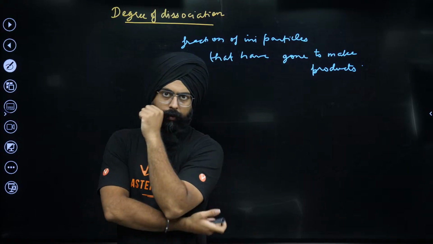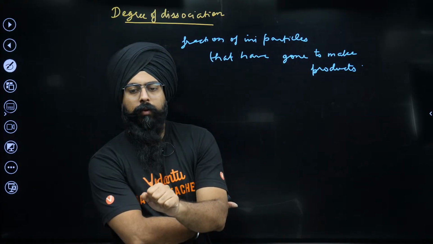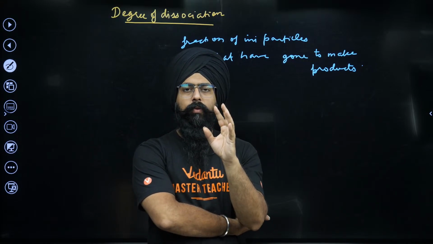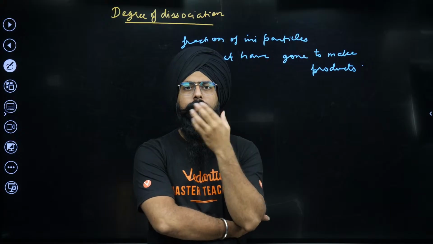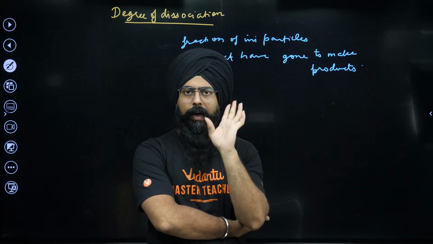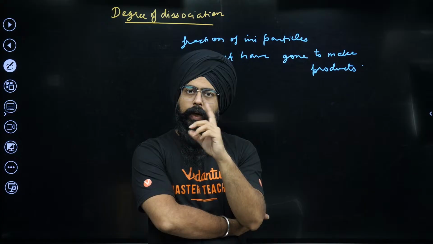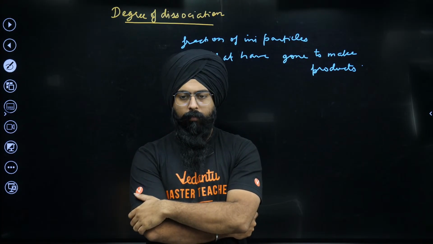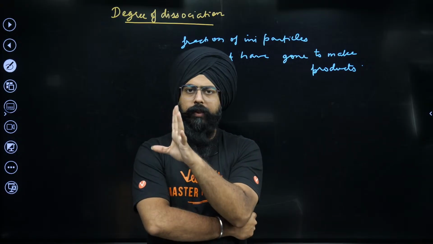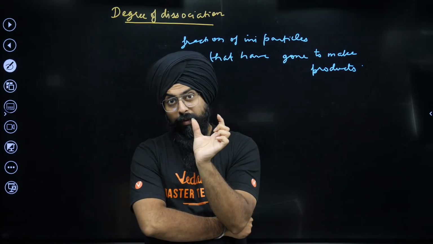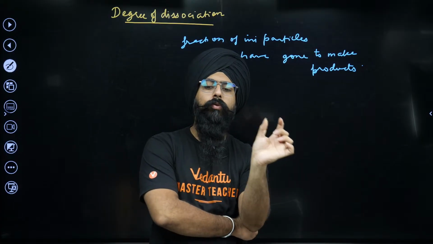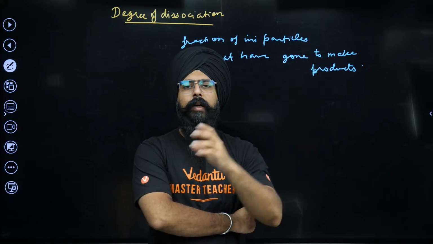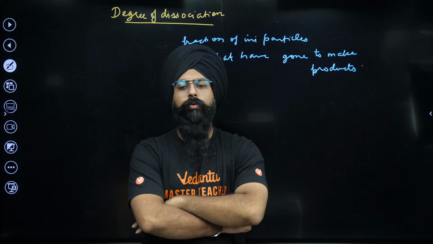Okay, let us say you have 100 apples. Now you eat 10 apples. You had 100 apples, you eat 10 apples. Can I say you have consumed 10% of apples? So this 10% is the degree of dissociation. Fine. So if you had 100 apples in the beginning, and 10% are consumed, 10% is the degree of dissociation.